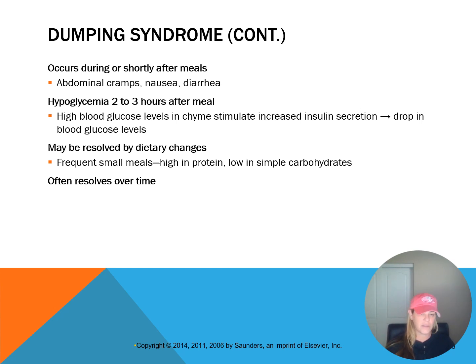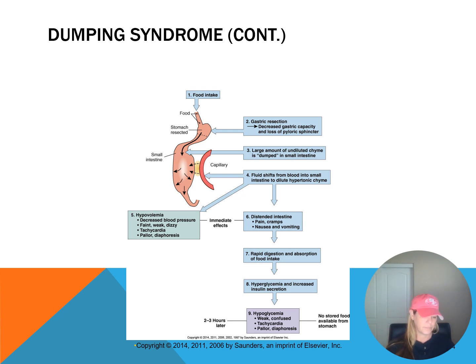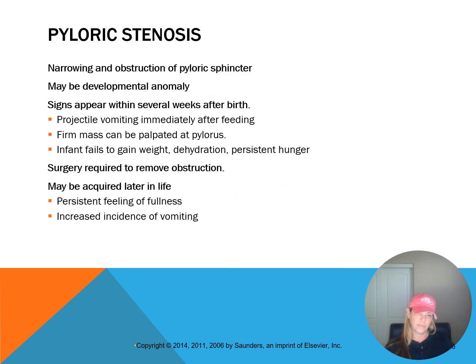Dietary changes are usually what is used to treat dumping syndrome: frequent small meals, meals that are high in protein, and low in simple carbs. Simple carbs are easier and faster to digest, so you want low simple carbs and more complex carbs, and hopefully it will resolve over time. This is a nice diagram in your book showing dumping syndrome and the steps of how it happens.